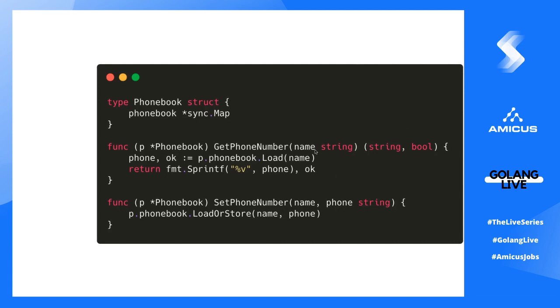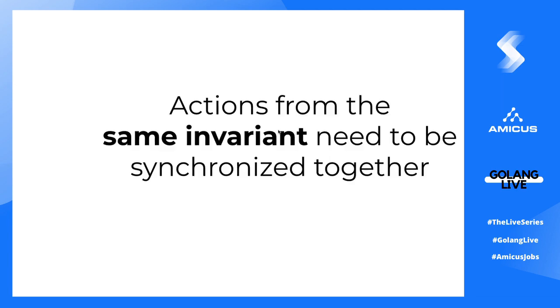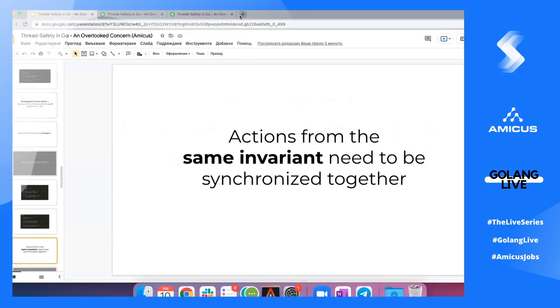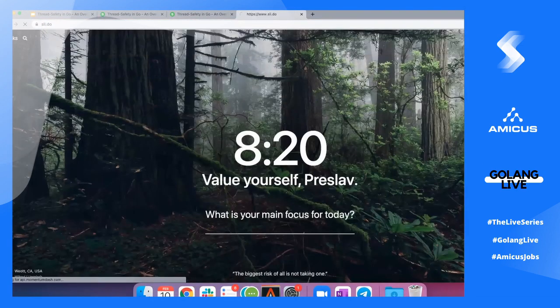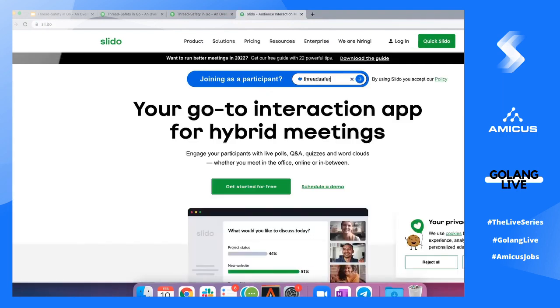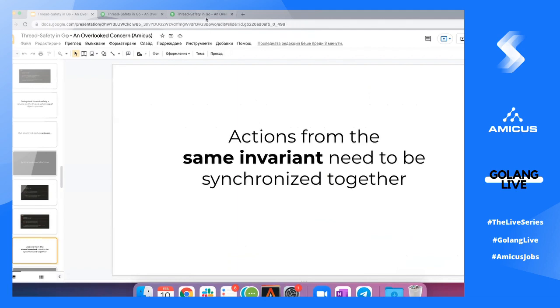So Amin asks, how can I get the link? So the way you get the link is slido.com and write thread safety and click this thingy and you're inside.